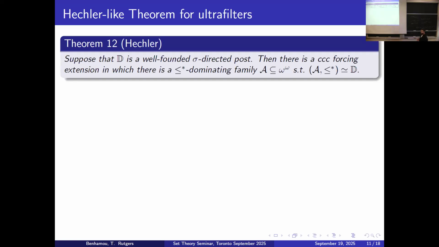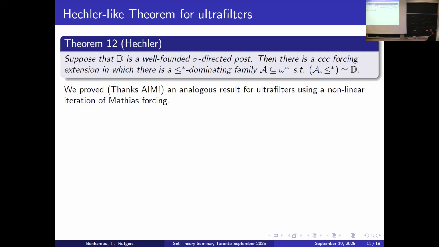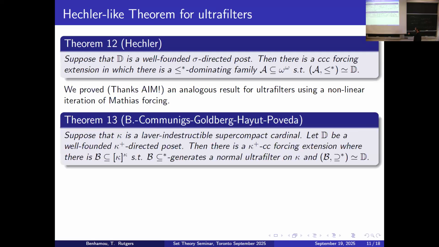You can realize basically every well-founded, sigma-directed partial order as a dominating family of functions from omega to the omega. We did an analog of that for ultrafilters with my co-authors. While Easton used Easton forcing, the nonlinear iteration, we use Mathias forcing to create our weird ultrafilters with a generating set. So that's the theorem. It's with James Cummings, Gabe Goldberg, Yair Chayut, and Alejandro Poveda.